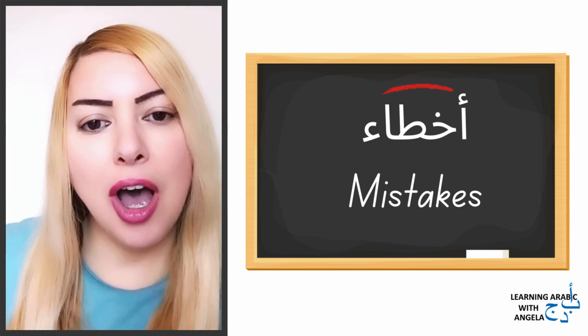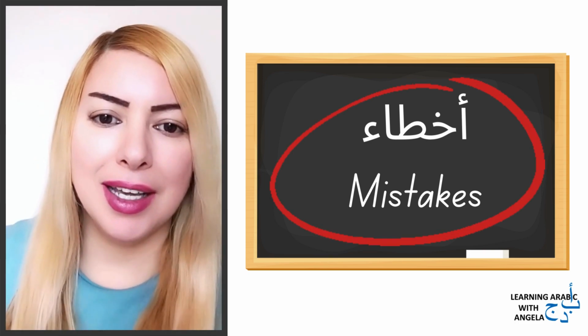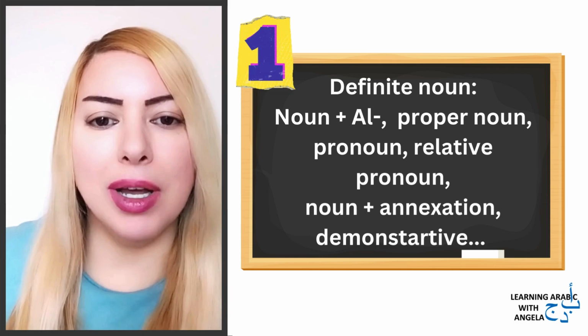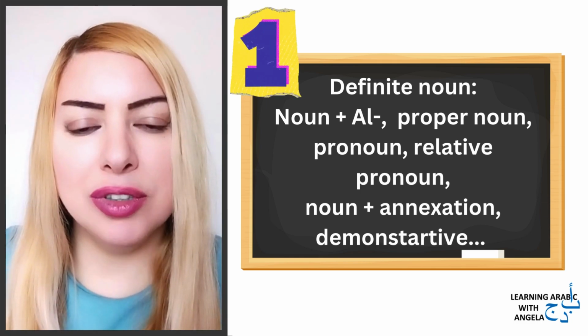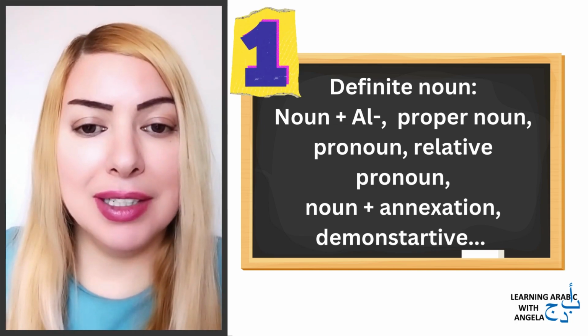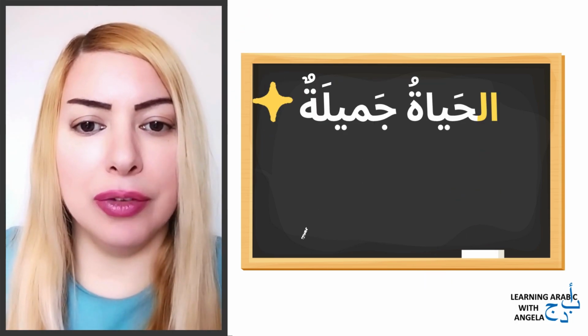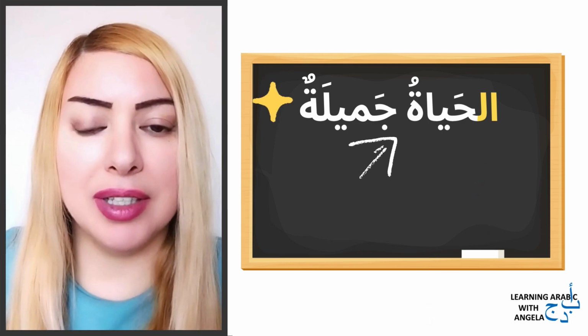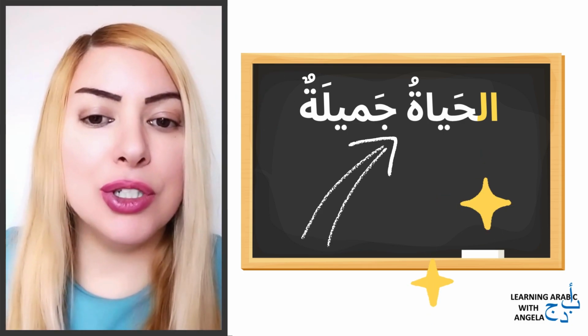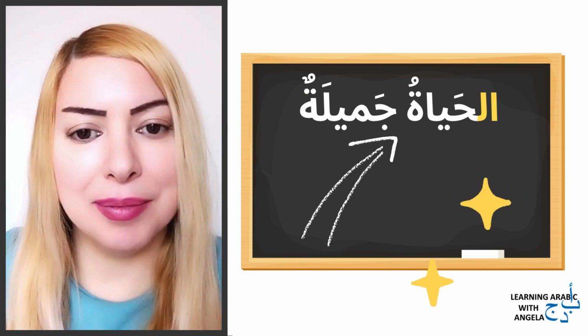Avoid these common mistakes that could kill your sentences in Arabic. Number 1, make sure you start your nominal sentence with a definite noun. For example, in English you would say life is beautiful, but in Arabic you have to say al-hayatu jamila. The life is beautiful, literally speaking.